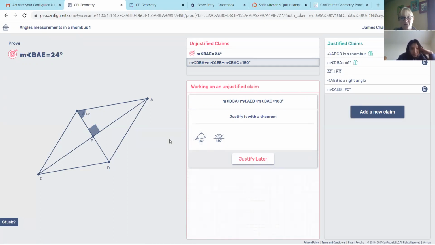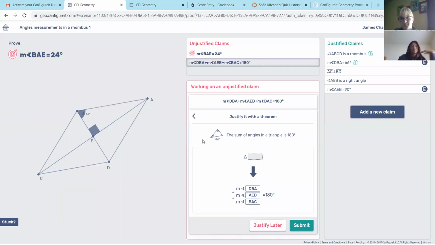So for the 3 angles, we have this option: if they were all stuck together on a straight line, they would add up to 180. Or we have this option: they're the 3 angles inside of a triangle, so they have to equal 180. Yeah, that first one. And then it just wants to know the name of the triangle that we're using, and we can actually just click on it. It's triangle ABE. And then submit.